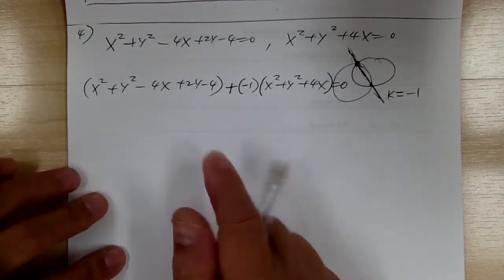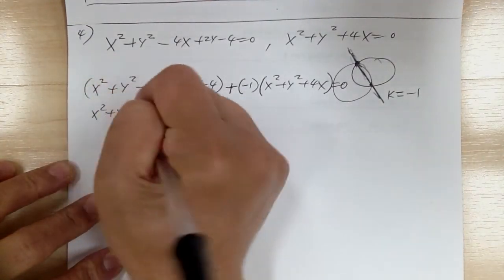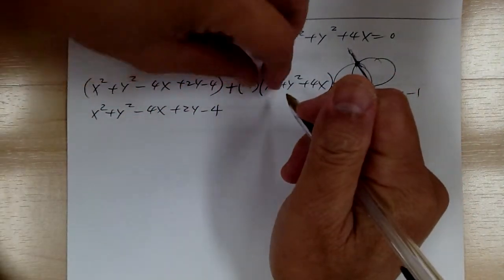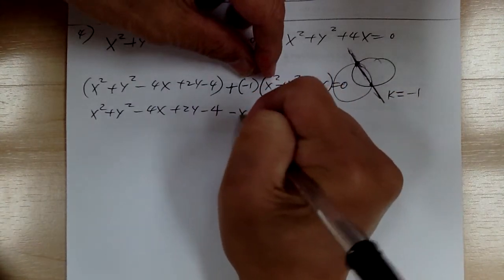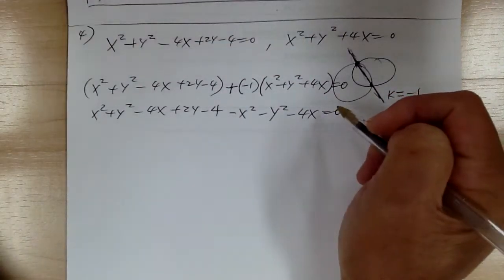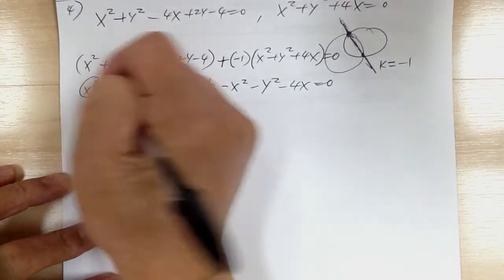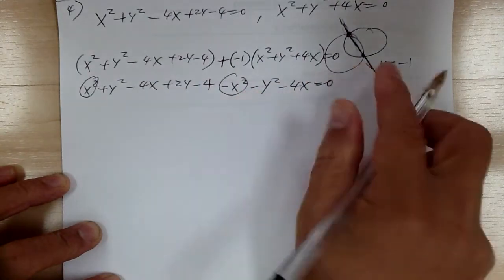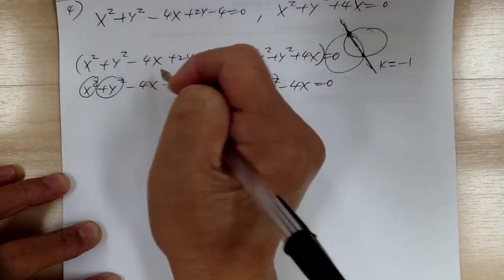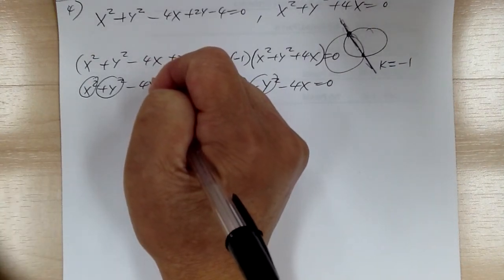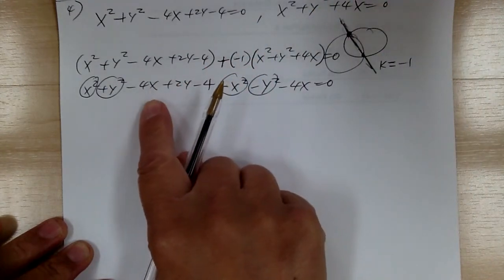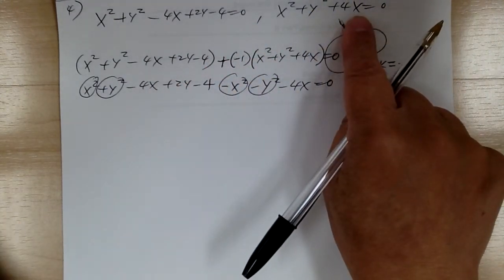So now again, you work it out. You get x squared plus y squared minus 4x plus 2y minus 4, and again, use your fingers to distribute, so it'd be minus x squared minus y squared minus 4x equal to 0. Now collect your like terms. So x squared minus x squared cancel out, y squared minus y squared cancel out, and let's see, let me double check.